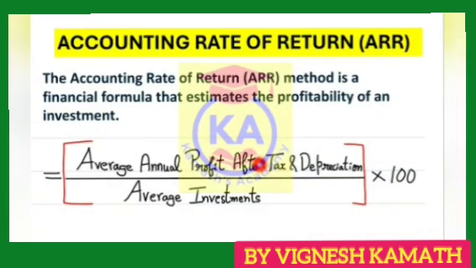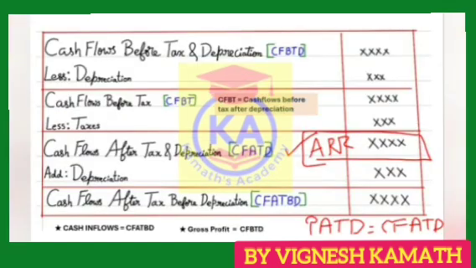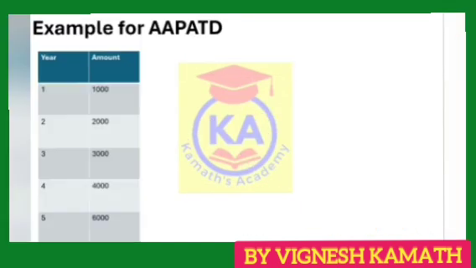In the numerator part also it is the same, profit after tax and depreciation. Here the word average is given, and for that also I will be explaining. Annual profit after tax means yearly. What is the profit after tax and depreciation year wise? Now the word average we will discuss in detail. I have given an example also for explaining it.